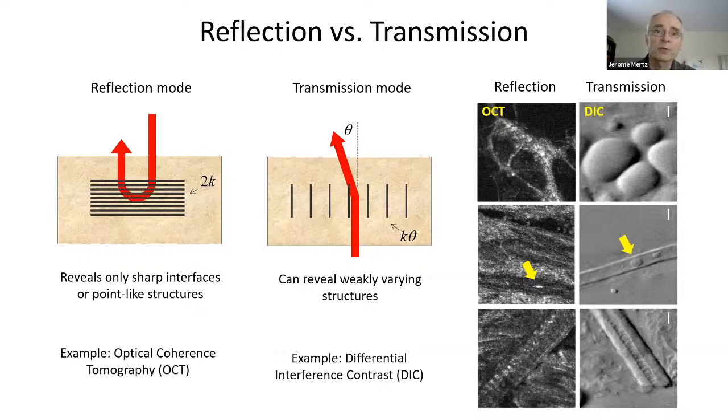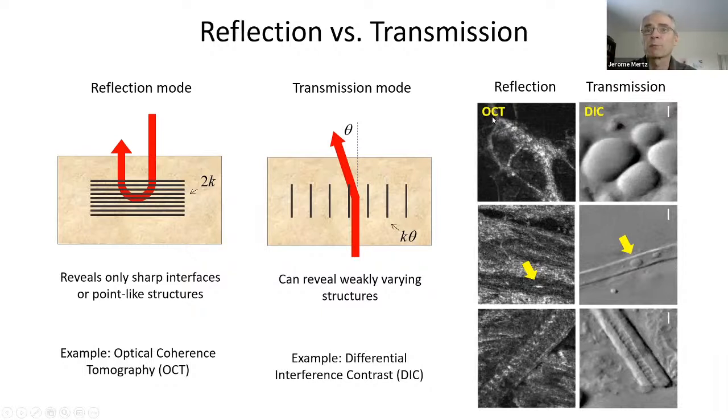Now, in contrast, in transmission mode, you're transmitting waves through a sample, and you can get signal from very weak tilts of that wave off axis. And so first of all, you're looking now at transverse spatial frequencies, but those transverse spatial frequencies can be very weak and you'll still see signal. A good example is differential interference contrast. And so, as I said, both of these reveal very different structures inside your sample.